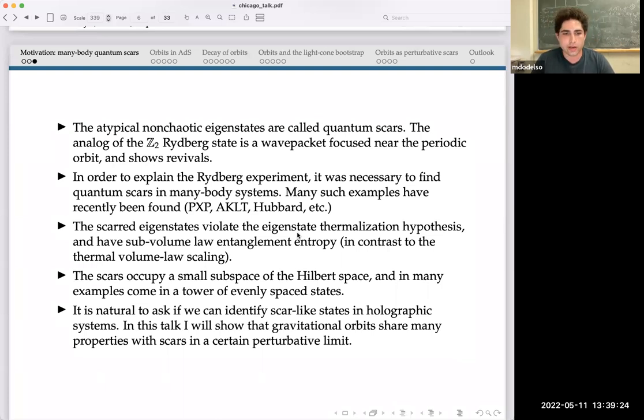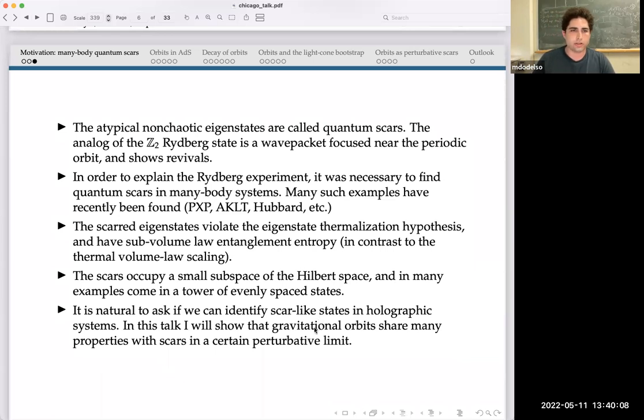Since they're atypical, they occupy a very small subspace of the Hilbert space. And another feature that happens some of the time is that they come in a tower of evenly spaced states. In that case, there's usually a spectrum generating algebra, which generates that tower of states. So what I want to do in this talk is to identify states that look like scars in a certain limit in holographic systems. And the analog of the scars will be orbits around an AdS black hole. And I'll show that they share many properties with scars in a certain limit, which I'll describe in detail.